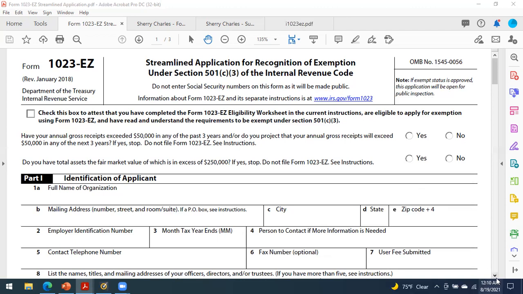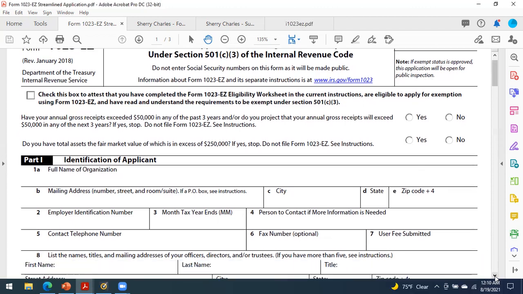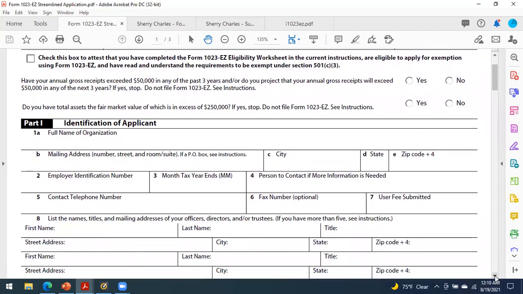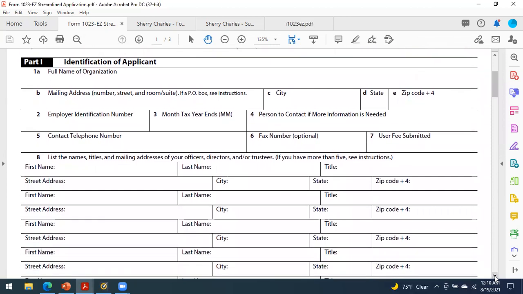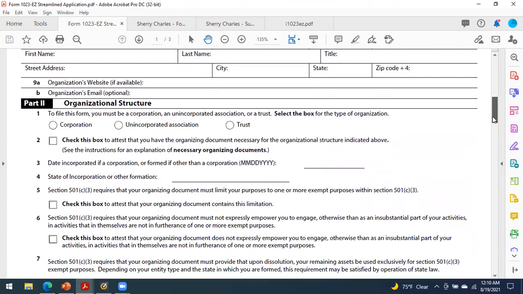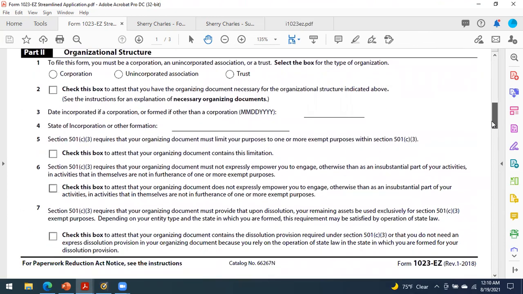Now, when we're looking at the application, it's divided into different parts. Part 1 is identification of applicant, where you would put in all the information that identifies you as the applicant applying for 501c3 status. Then part 2 is the organizational structure. How are you going to be organized?